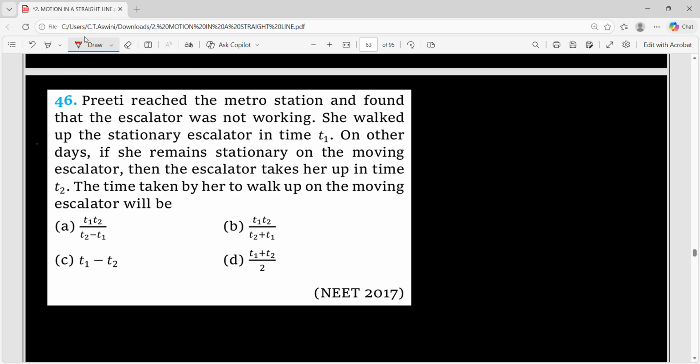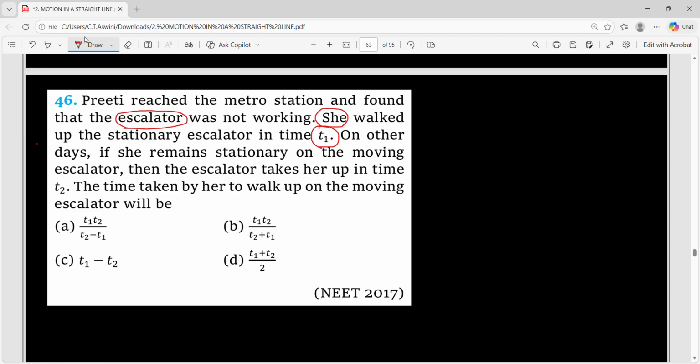Preeti reached the metro station and found that the escalator was not working. That means first object, the escalator, is not moving. She walked. That means she is one object, the escalator is one object. One object is not moving, whereas she was moving. That means when the first object was in motion, the time taken is t1.